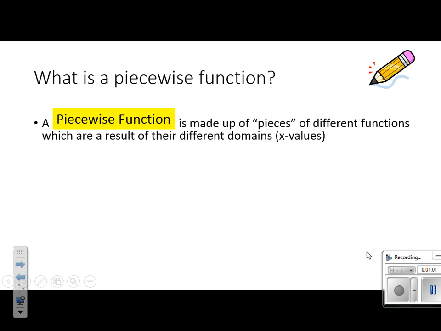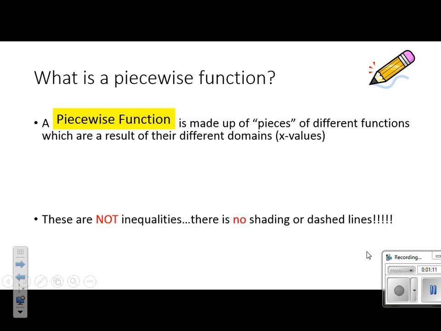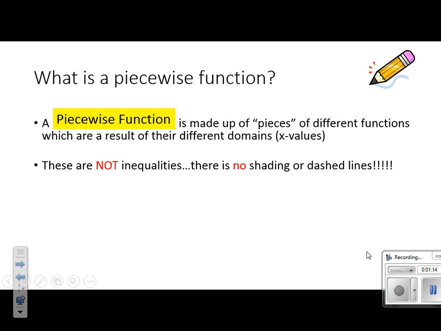Now, because I'm using the words less than or greater than or equal to, lots of students think that these are inequalities. But let me tell you, they are not inequalities. There is no shading and no dashed lines or dotted lines. They are simply pieces of different graphs where I tell you which x values to use. And those are the only x values of that graph that you will graph.